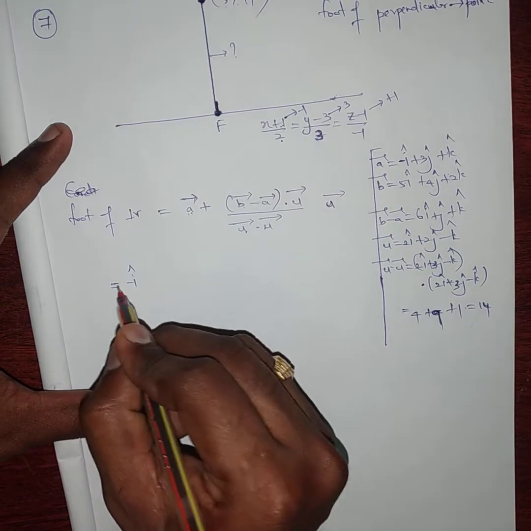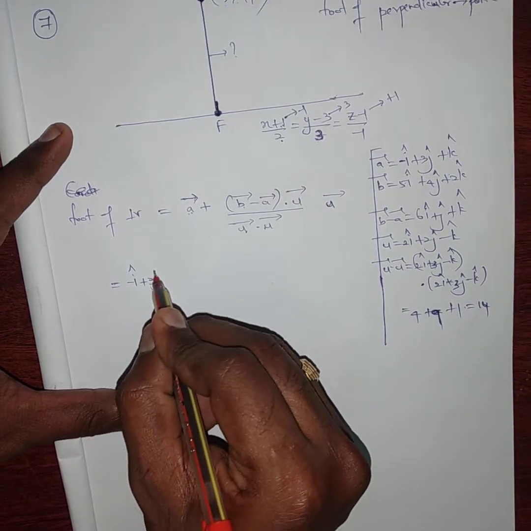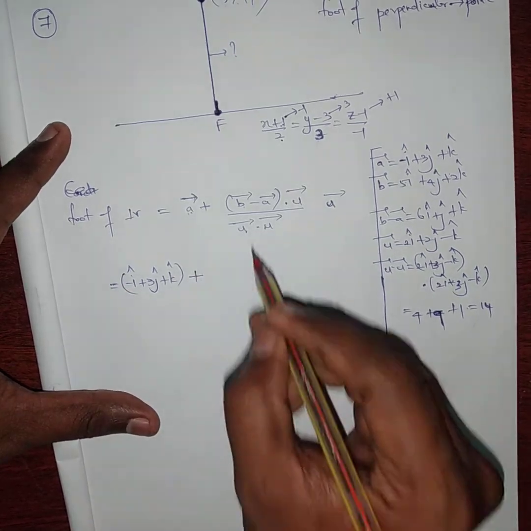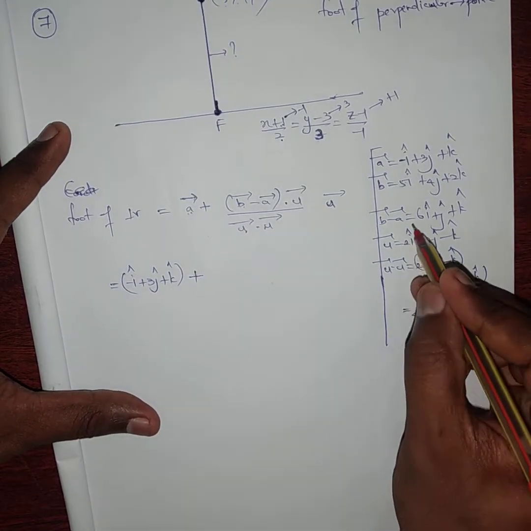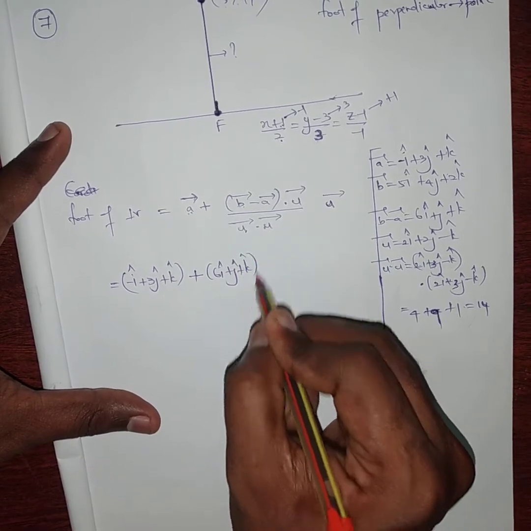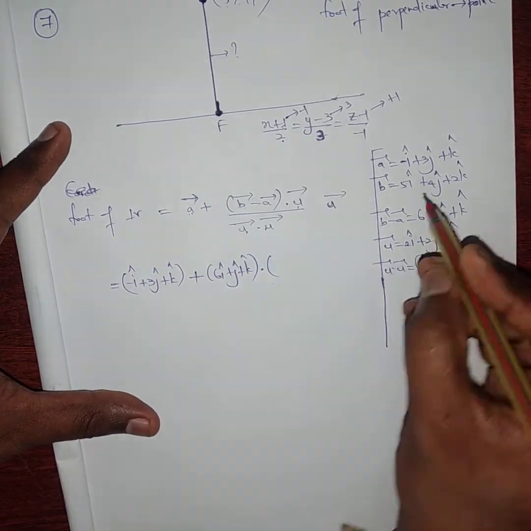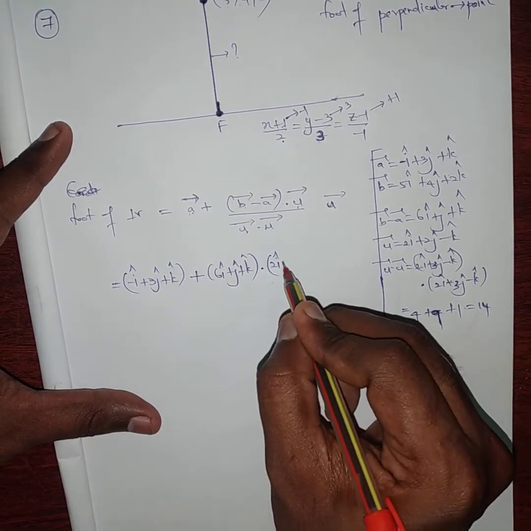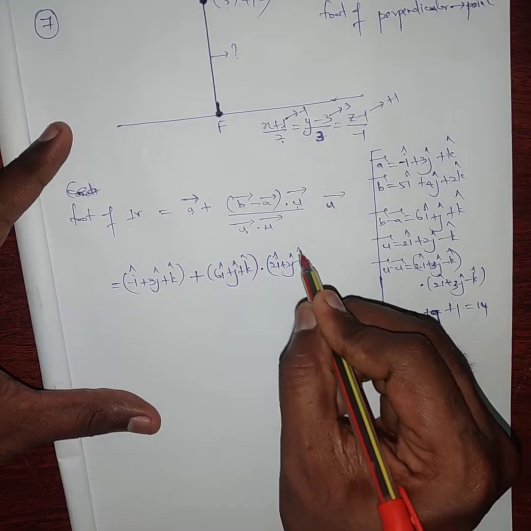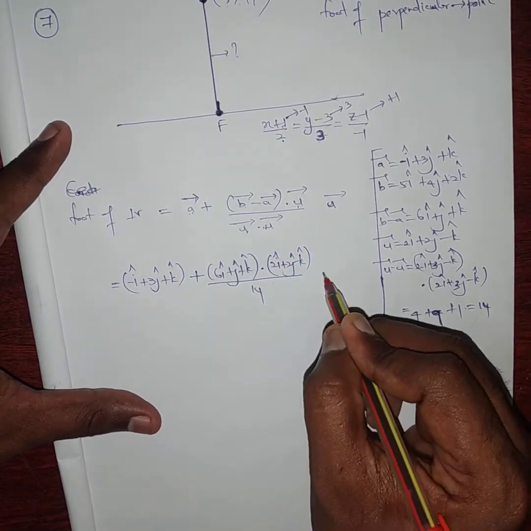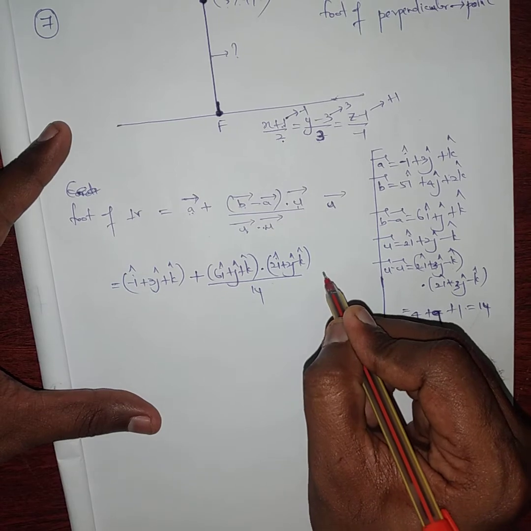Minus i cap plus 3 j cap plus k cap plus b minus a. What is b minus a here? 6 i cap plus j cap plus k cap dot u vector. What is u vector here? 2 i cap plus 2 j cap minus k cap divided by u dot u. What is u dot u? 14 into this. No, I should not place dot here.